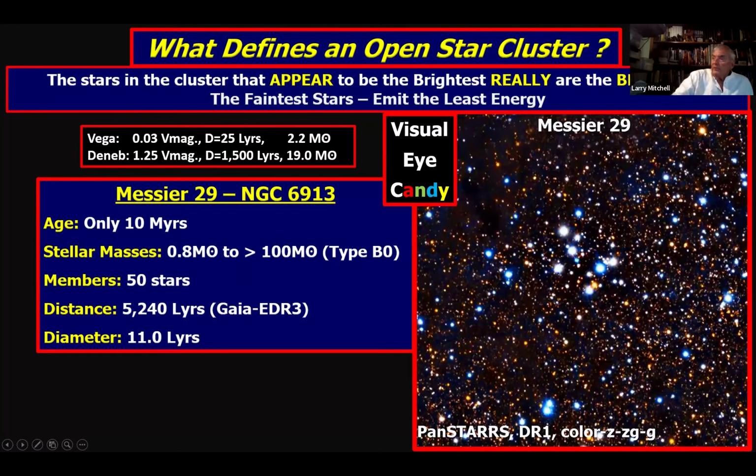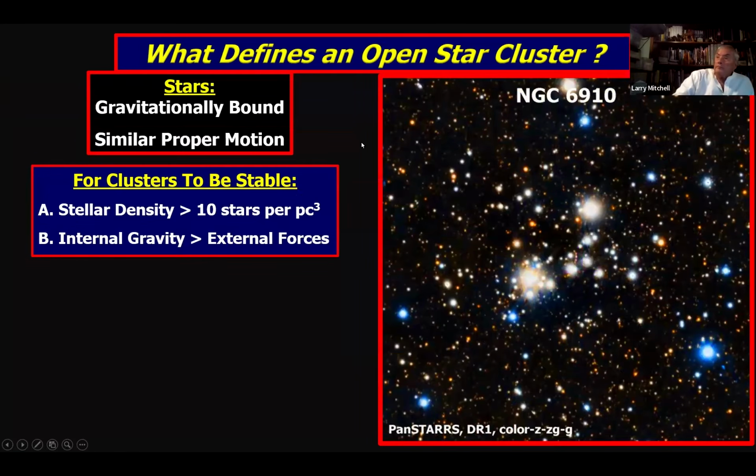This is Messier 29. It's in Cygnus. It's a beautiful open cluster. It's only 10 million years of age, and the stellar masses are from 0.8 of a solar mass up to upwards of 100 solar masses. So these are very large, very massive stars that we're seeing here. There are 50 members, and the diameter of the cluster is about 11 light years. This cluster is what we call visual eye candy. It's absolutely beautiful in any telescope. NGC 6910.